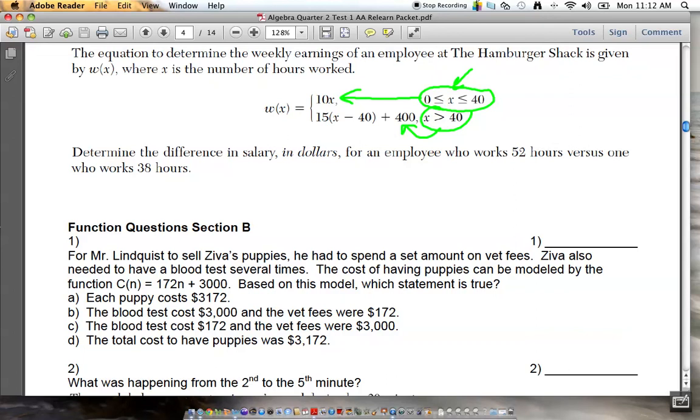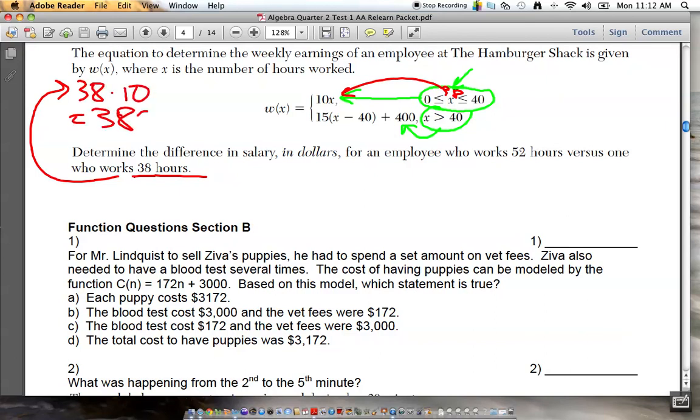So let's do 38 hours first. We'll do that in red. 38 hours. 38 is between 0 and 40. So I'm going to plug a 38 in for x, and I get 38 times 10 is 380. And that would be the amount of money that someone who works 38 hours would make.